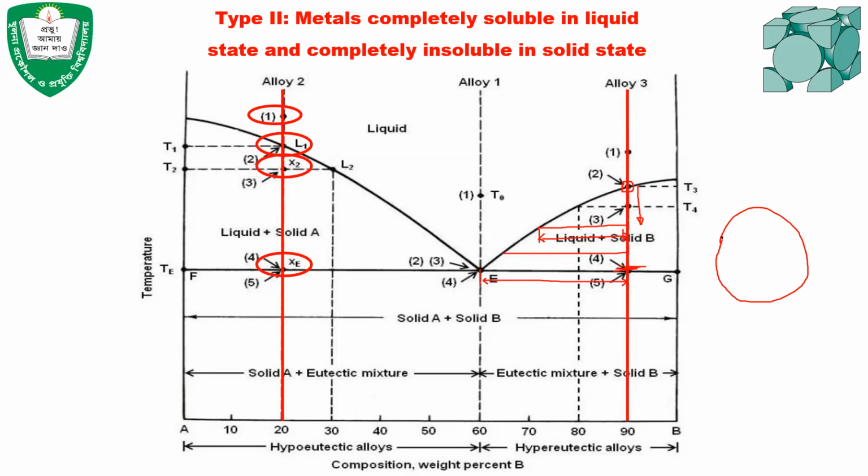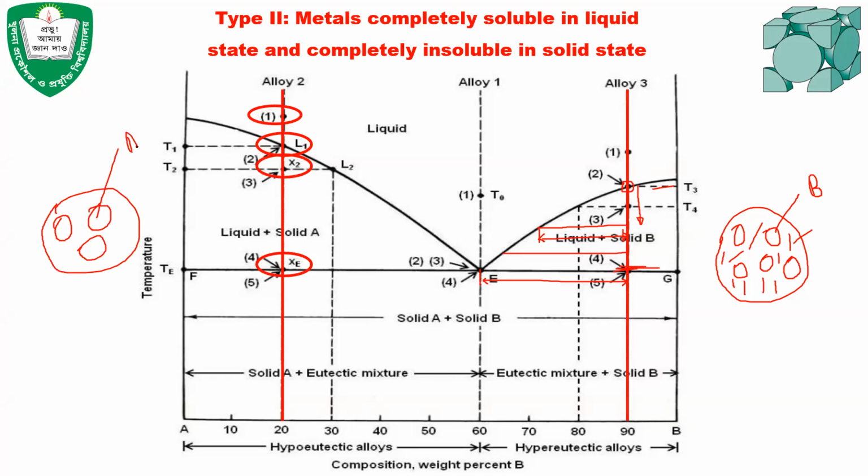And in this case, what will be the microstructure? The grains that have been formed from temperature T3 to the eutectic temperature will remain as they are, and then the rest of the liquid will be like the eutectic mixture. That means in this case, this is solid B, and this is the eutectic mixture. And on the left side of the eutectic point, the microstructure of the grains will be solid A, and this will be the eutectic mixture. Okay, any question?